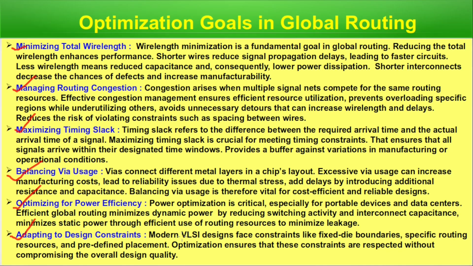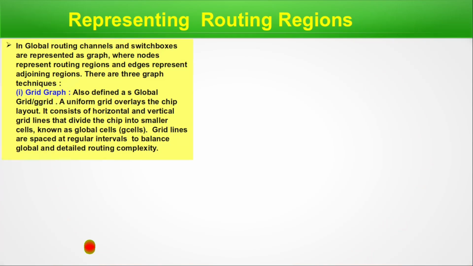And now adapting to design constraints. Modern VLSI designs face constraints like fixed die boundaries, specific routing resources, and predefined placement. Optimization ensures that these constraints are respected without compromising the overall design quality. So these are the optimization goals of global routing. Now we will move to the next slide.